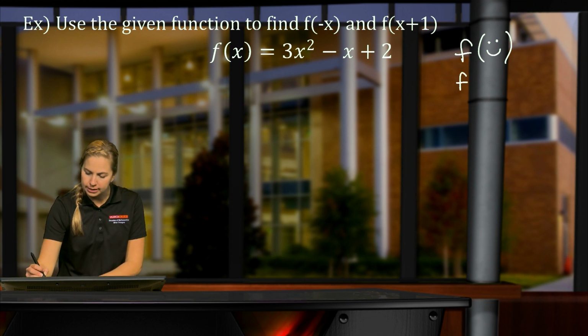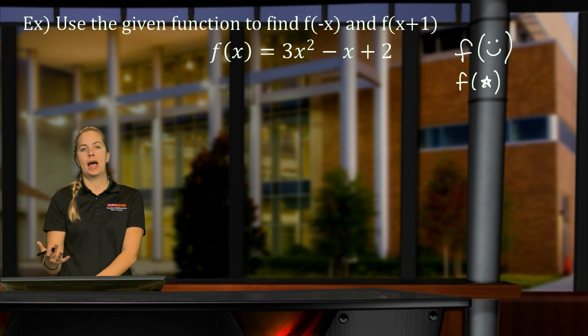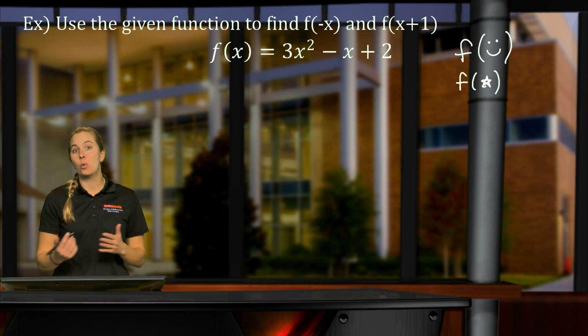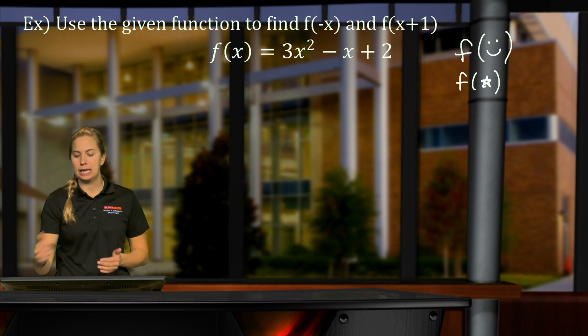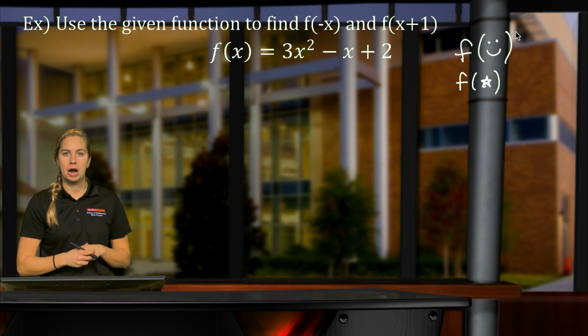If I see f of star, that means plug in a star everywhere you see an x. It doesn't matter what's in the parentheses. The way we evaluate, it's always going to be the same. Whatever's in our parentheses, that's what we are substituting in for our variable.